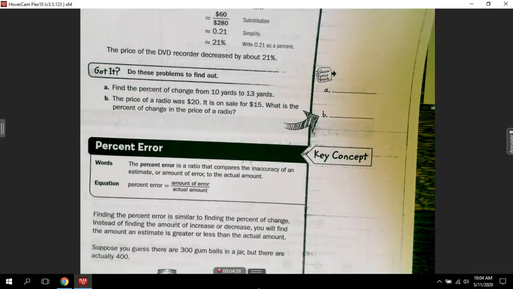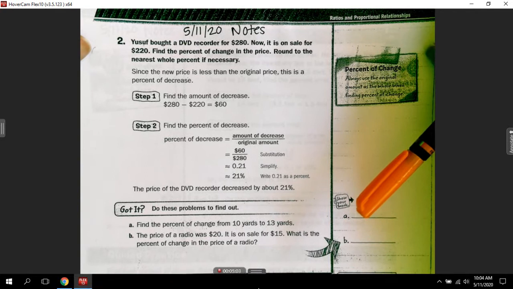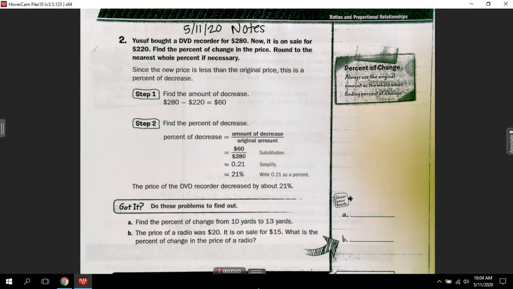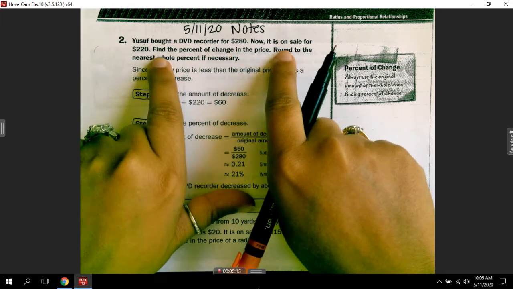Let's look at another example. It says Youssef bought a DVD recorder for $280. Now it's on sale for $220. Find the percent of change in the price and round to the nearest whole percent. So he bought it for $280. It's now on sale for $220.